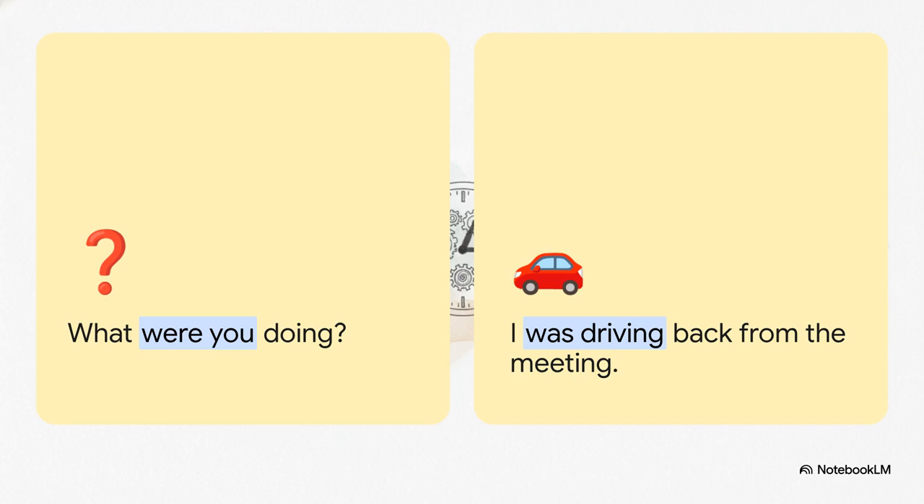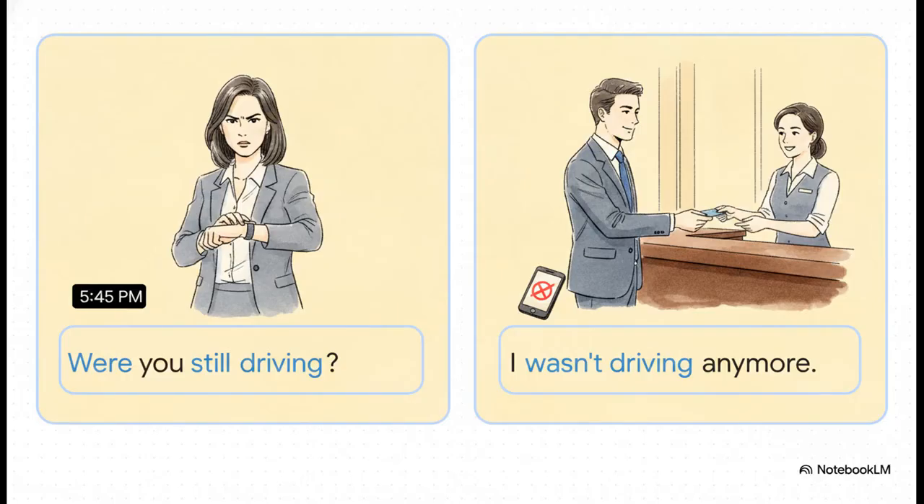Imagine Karen, the manager playing detective here. She says, "I tried calling you 3 times yesterday between 5 p.m. and 6 p.m. What were you doing?" Boom, there is our interrogative form meeting reality. Mark, the employee, replies, "I'm so sorry. I was driving back from the regional client meeting at 5 p.m., so I couldn't pick up." Mark uses the positive continuous form to establish exactly what was happening at that specific time to explain his missed call.